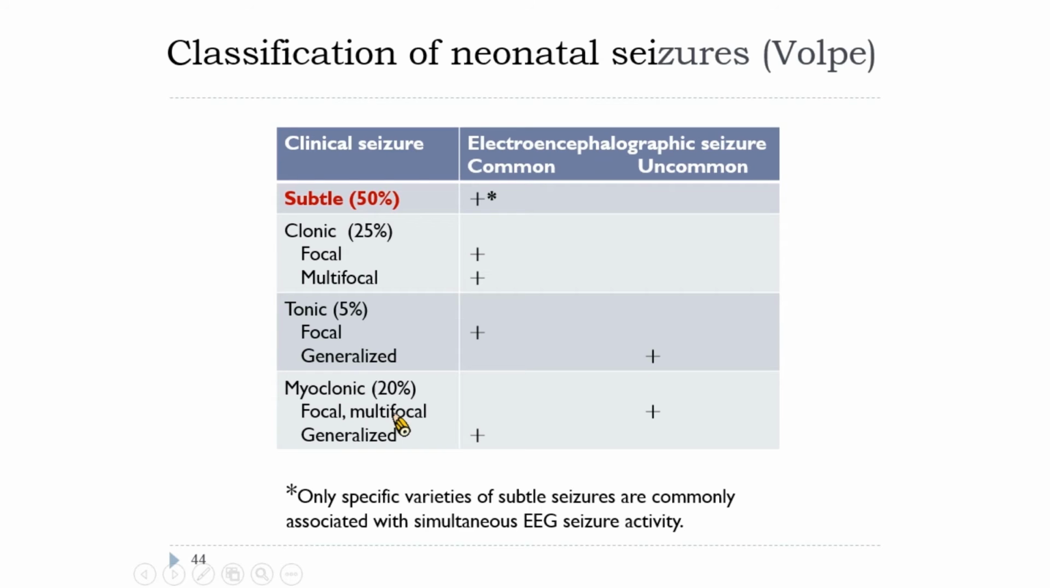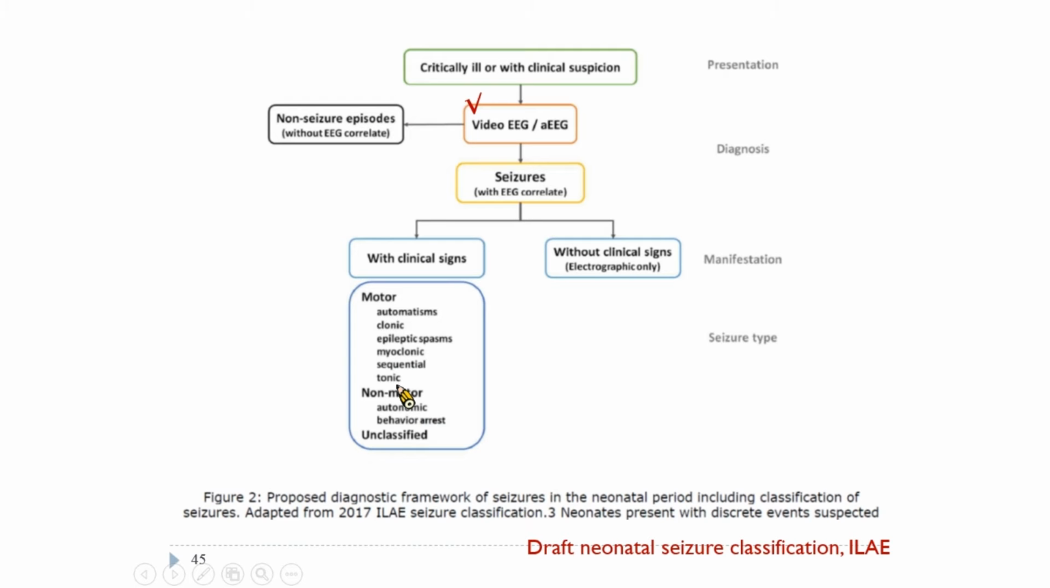For years, we used Dr. Volpe's classification of neonatal seizures, which include subtle, clonic, tonic, and myoclonic. They may or may not have simultaneous EEG seizure activity, so we know they are clinical only, electroclinical, and electrographic only seizures for neonates. In this draft, a preliminary framework is proposed, adapted from 2017.